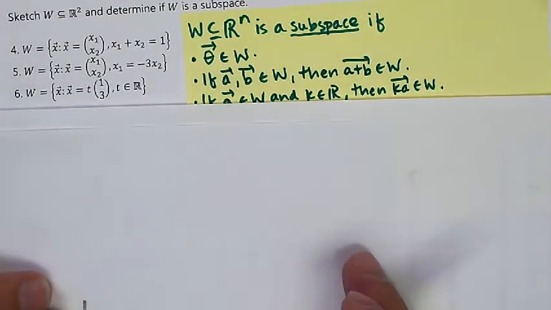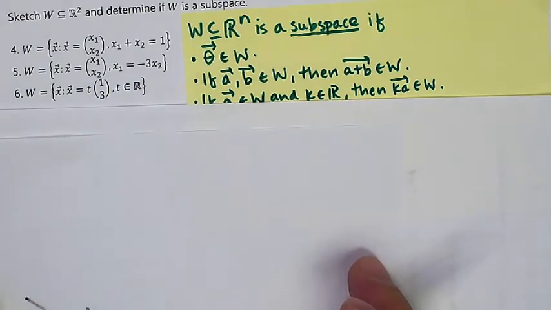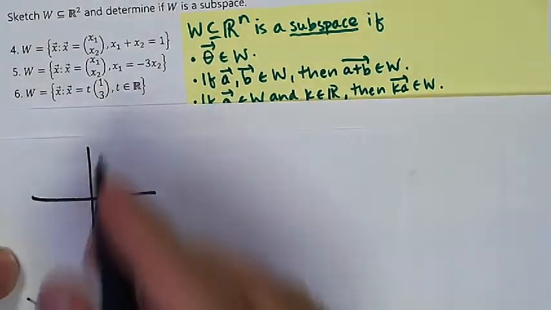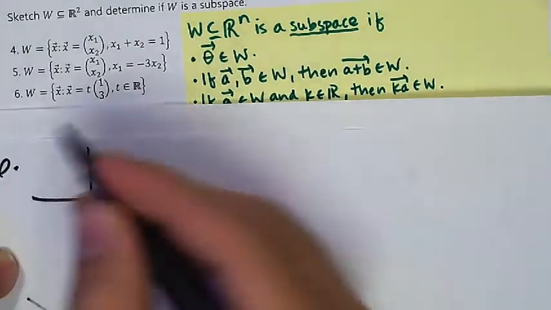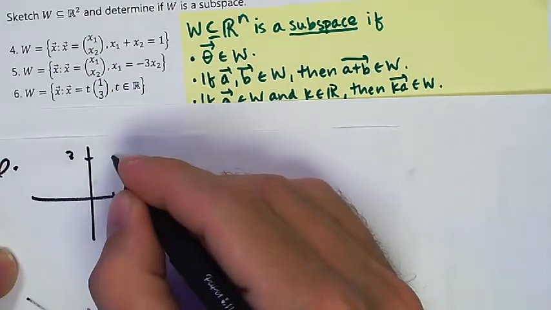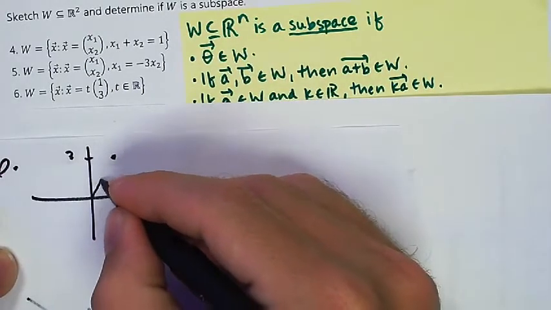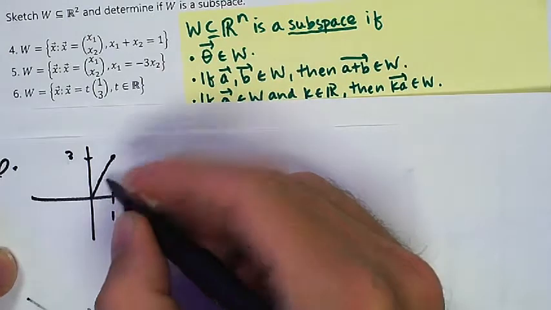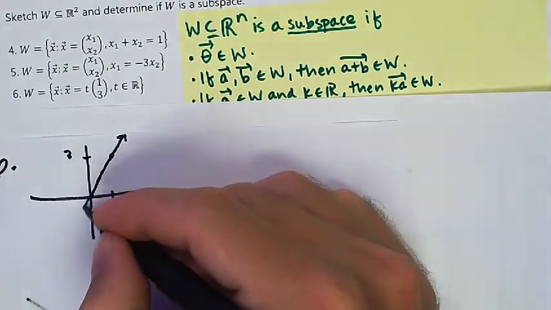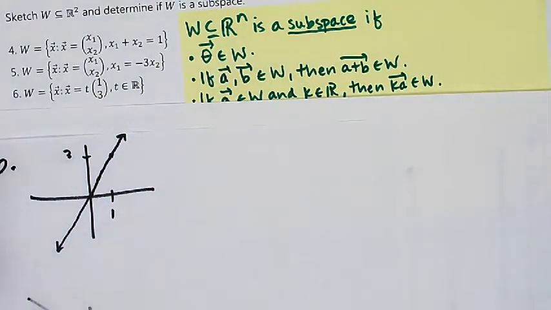Number 6. It's the set of all multiples of 1, 3. Okay, let's look at that. This is R2 and number 6. So 1, 3 is there, and it's all possible multiples. So that's like all of the less than 1 multiples. Here are the larger than 1 multiples, and here are the negative multiples. So it's a line passing through the origin, pretty good chance to be a subspace. It's going to be a subspace.